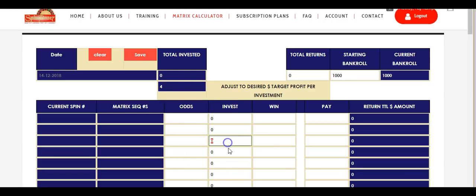Because it's going to change the invest amounts. That's why we say don't write anything down, use the calculator. And the purpose of having the calculator is that on a daily basis, if you want to change your desired target profit per spin, you would see how that works out and you would have the numbers. So the odds are going to be 17. And remember, if you happen to have 2 misses, that's normal.